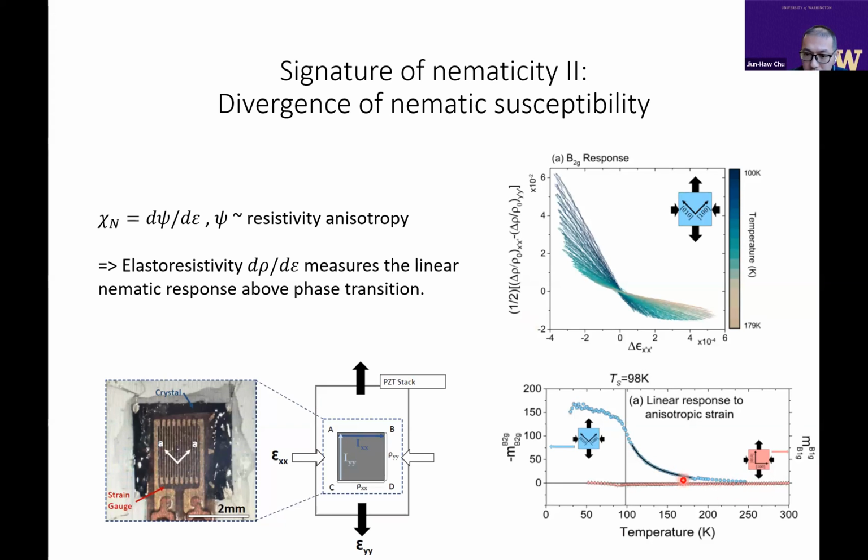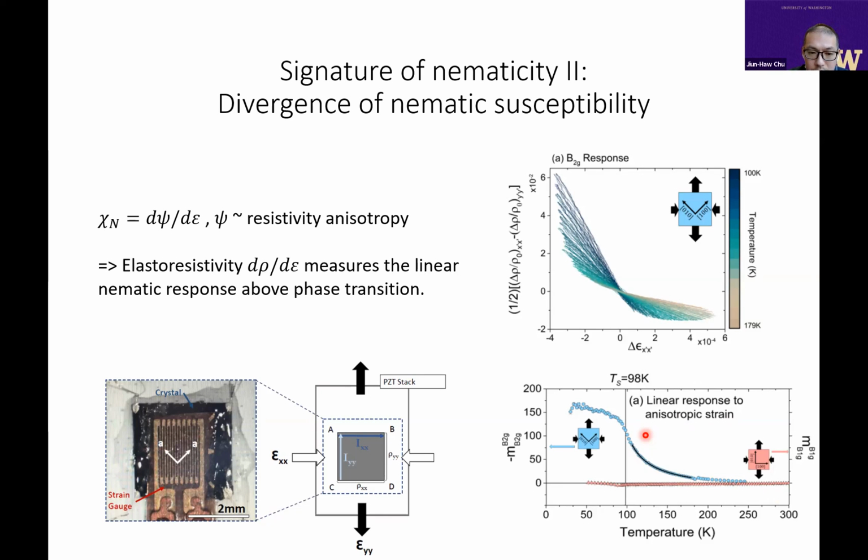And then in fact, you can fit this temperature dependence with a Curie-Weiss law, and get a Weiss temperature that is 10 or 20 Kelvin below the actual transition temperature, the reason for which I can explain if you're interested. But the important point is that there's a Curie-Weiss divergence, which is the smoking gun evidence of a nematic transition.